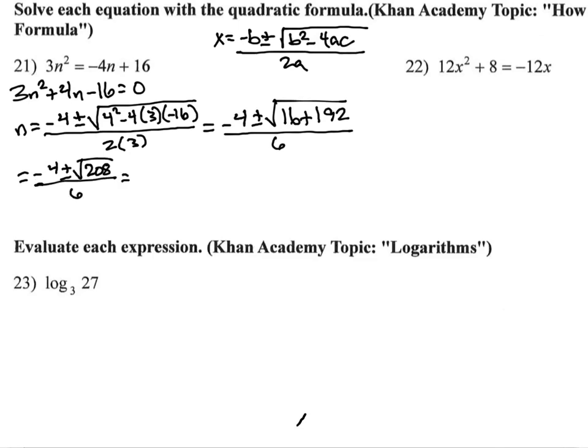So now we're looking for two factors of 208 where 1 is a perfect square. So 208 is 16 times 13. So it's a negative 4 plus or minus 4 square root of 13 over 6. And now as long as we can simplify every term except for the number underneath the square root, we can simplify here. So I'm going to divide everything by 2. So that's a negative 2 plus or minus 2 square root 13 all over 3.